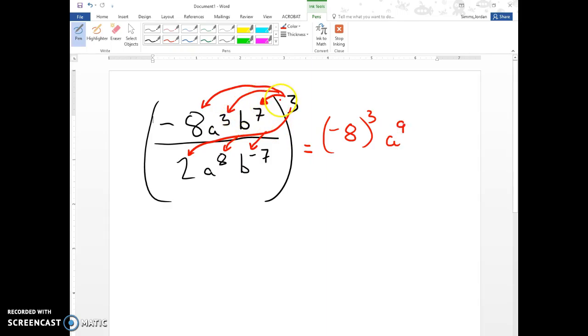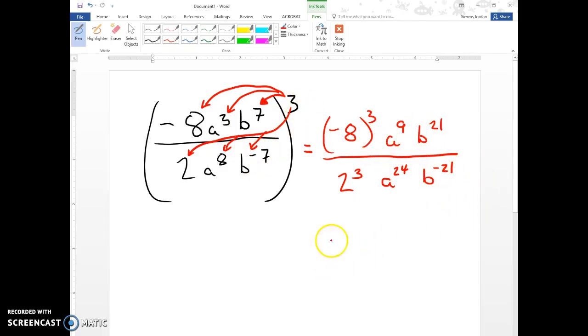Okay, the power rule, 3 times 3. When an exponent is raised to another exponent, we multiply. And then b to the 21. Right? 7 times 3 is 21. Now down here in the denominator, we're going to have 2 cubed, a to the 24, because 3 times 8 is 24. And we're going to have b to the -21. Okay, -7 times 3 is -21.